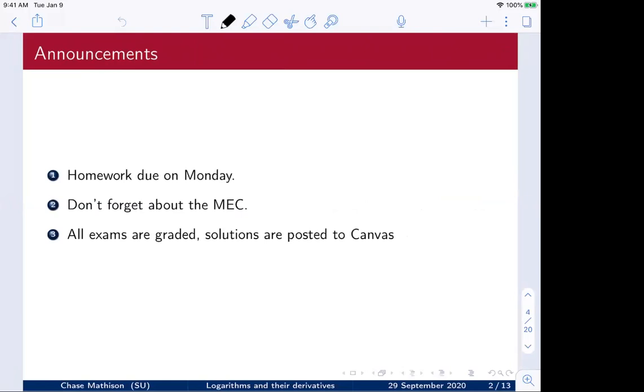And then all the exams are graded. I uploaded the solutions to Canvas. I had to fiddle with that right before class, so I took it down, I think. You might have seen them before. I'm going to put them back up. Canvas has been very weird with my slides recently, so this is stupid. That's the takeaway. Okay. So, overall, again, I was pretty pleased with the exams.